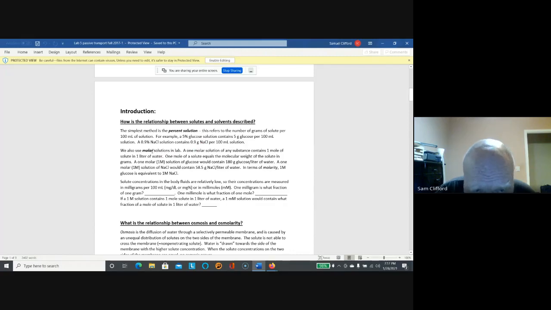Molarity. All you need to know is that if you put 1 mole in a liter of water, that's a 1 molar solution. So 1 mole of sodium chloride, if you add up the atomic mass of sodium and chloride, you get 58.5. So that's called 1 mole. If you put 1 mole in a liter of water, that's a 1 molar solution.